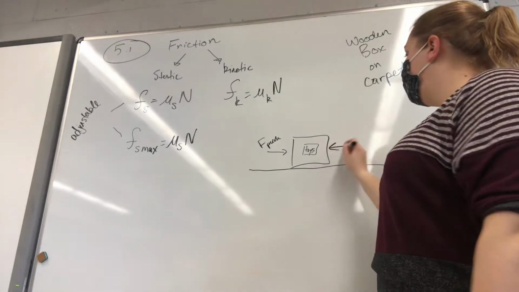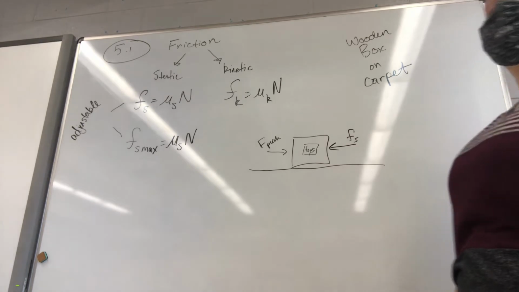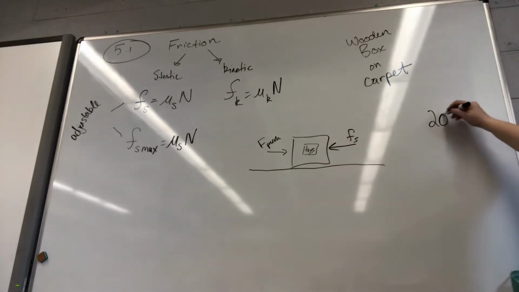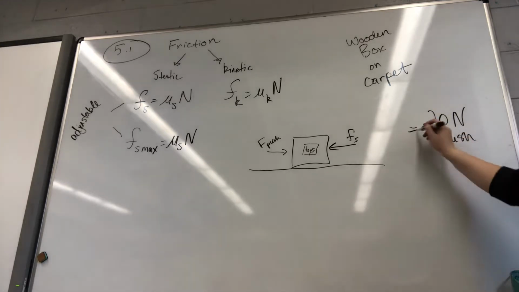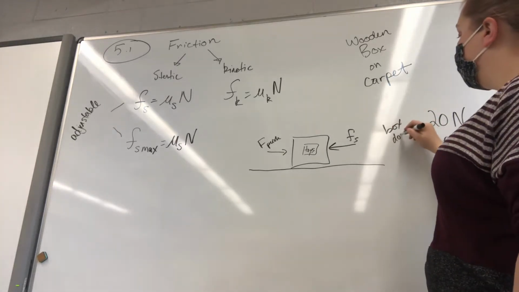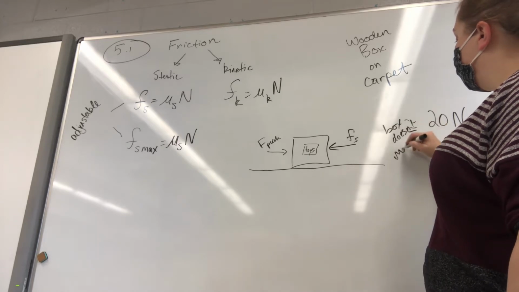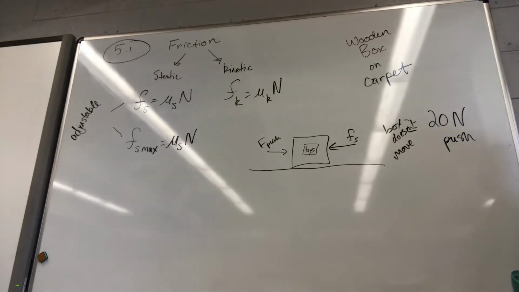Friction would oppose. Let's say the person is only giving us a 20 Newton push, and the box doesn't move. If the 20 Newton push and the friction force are the only two things we have to worry about in those two directions, then the push equals friction. In this case, because it's not moving, it's static friction. Up until a certain point, right?